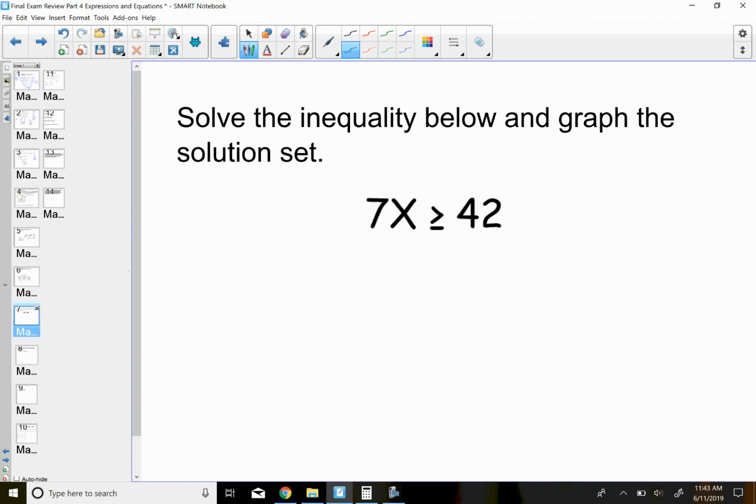All right, next one, solve the inequality. So this time, no equal sign, but inequality means less than, greater than, less than or equal to, greater than or equal to.